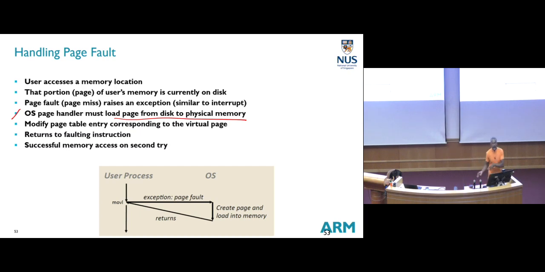Once I copy it over, I must update my page table, correct? Because before this, my page table said that it was not in the DRAM. But now I'm copying it over, so I need to update my page table to say that it has been copied over. And now that it has been copied over, I restart my instruction, and when I restart it, the data is already there. Then it will be a success, it will be a hit.